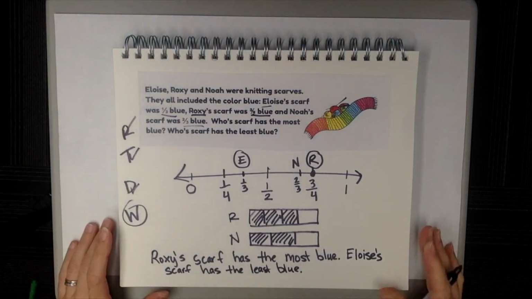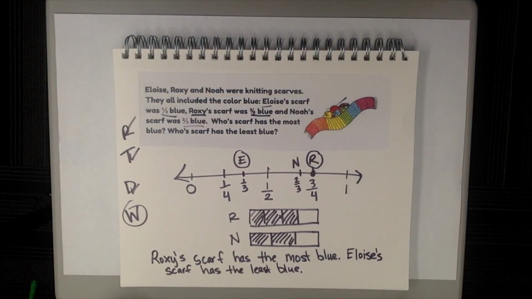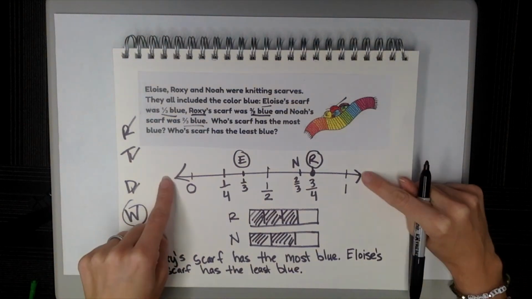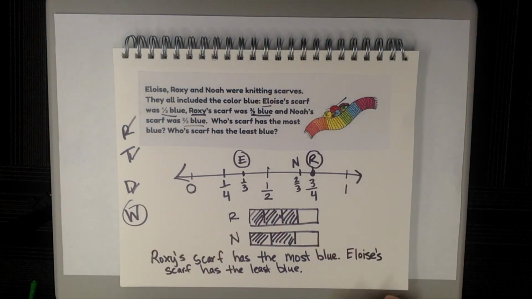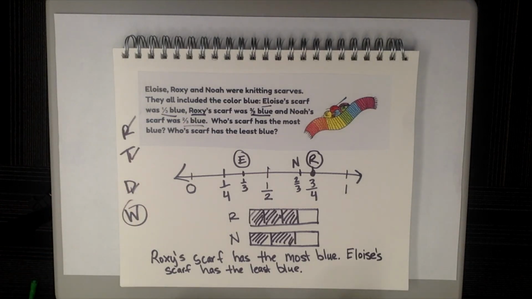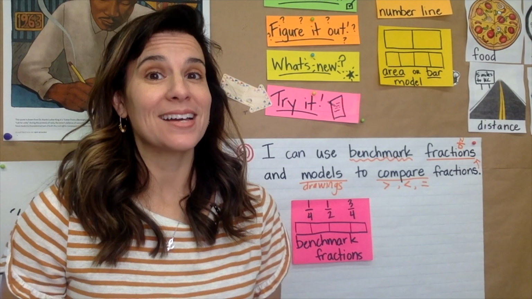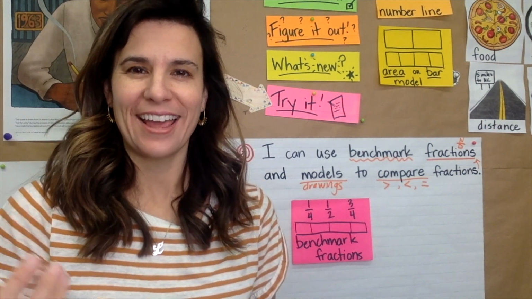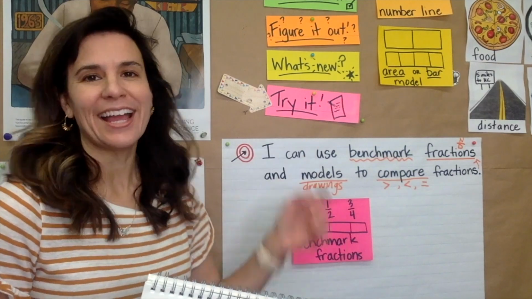Now, anyone who looks at our work will know exactly what we discovered using and comparing fractions on the number line and with our bar model, RTDW. Way to go on our What's New. That was some excellent problem solving we did with read, think, draw, write. And now it's your turn to try it at home.